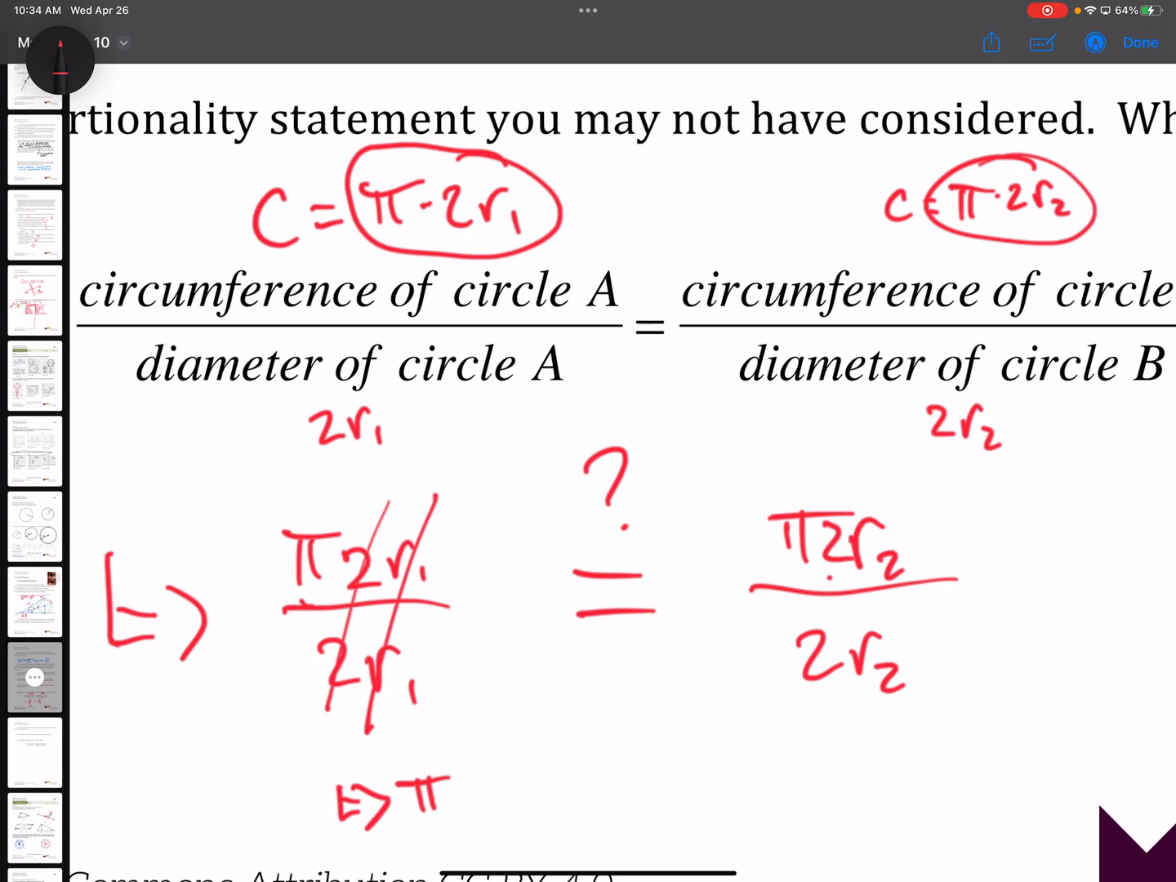On the right-hand side, what's 2 divided by 2? 1. What's r2 divided by r2? 1. So you have pi. So what do I have left? Pi equals pi. That's a true statement. So that means that proportionality statement, I am so convinced that that is true.